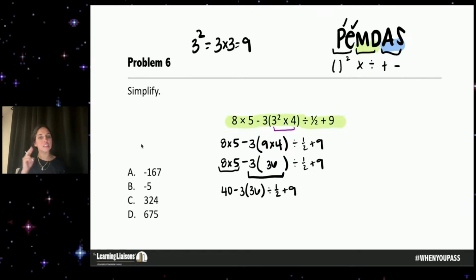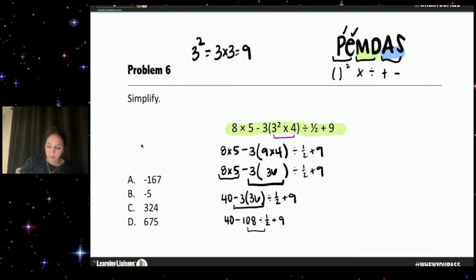What's the next piece of multiplication or division? Negative 3 times 36 is negative 108, divided by 1/2, plus 9. What's the next piece of multiplication and division? Negative 108 divided by 1/2. So now I'm just going to carry this up here because I'm running out of space.